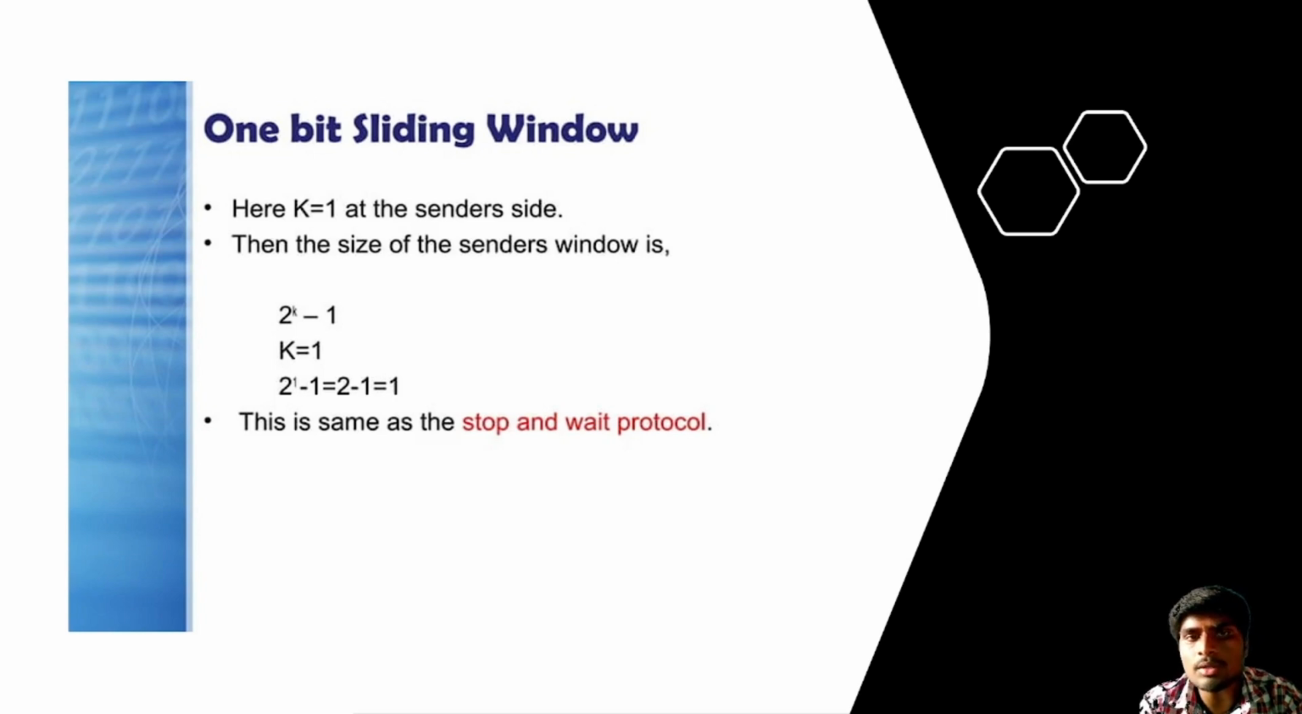You know about the stop and wait protocol previously, I think. In a stop and wait protocol, only one frame can be transferred from sender to receiver. After getting an acknowledgement from the receiver end, only then will another frame be transferred from sender to receiver. This is all about the stop and wait protocol.